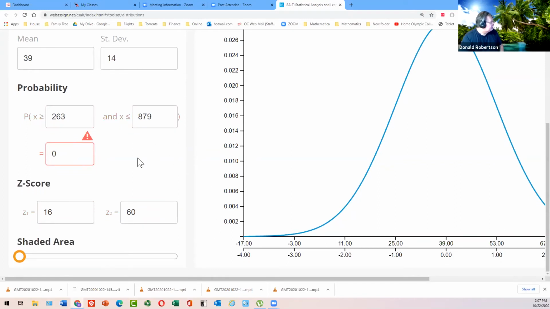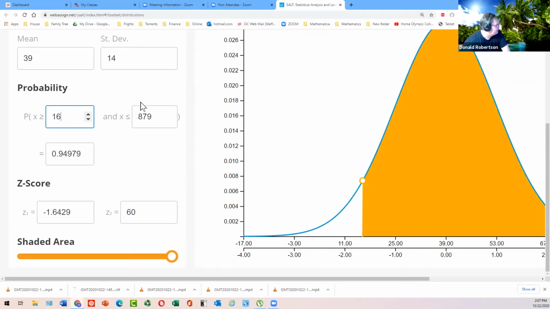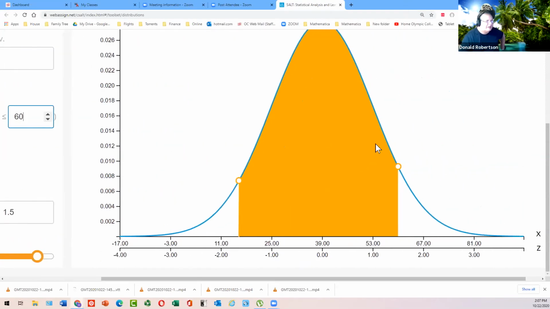And, well, I'm there. Oh, I put it in the wrong place. 16 and 60. And the answer is 0.88299, which if you round it off to 4 decimal places is 0.8830. So about 88% of adults, based on that picture, isn't it roughly the middle 88%, right, where normal values are, would have that level.